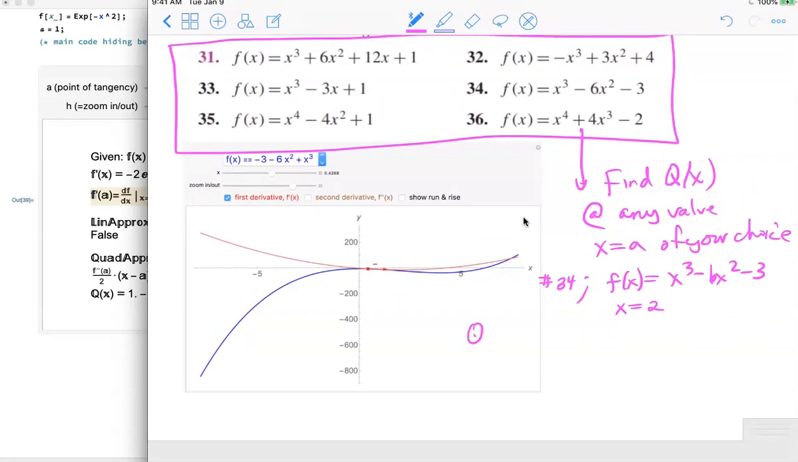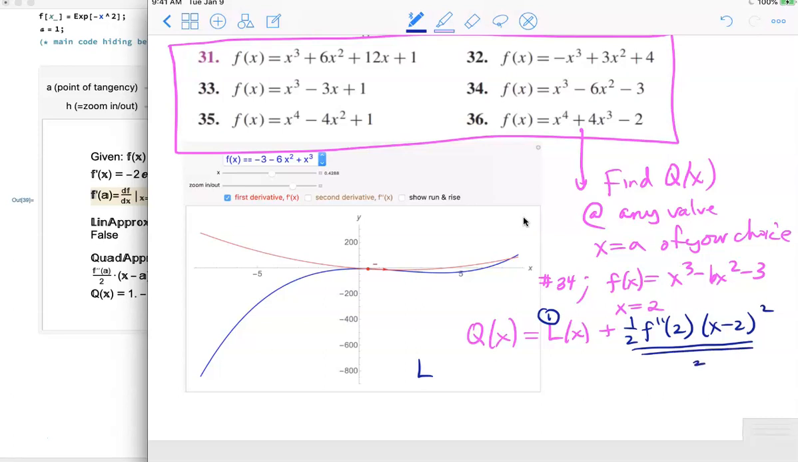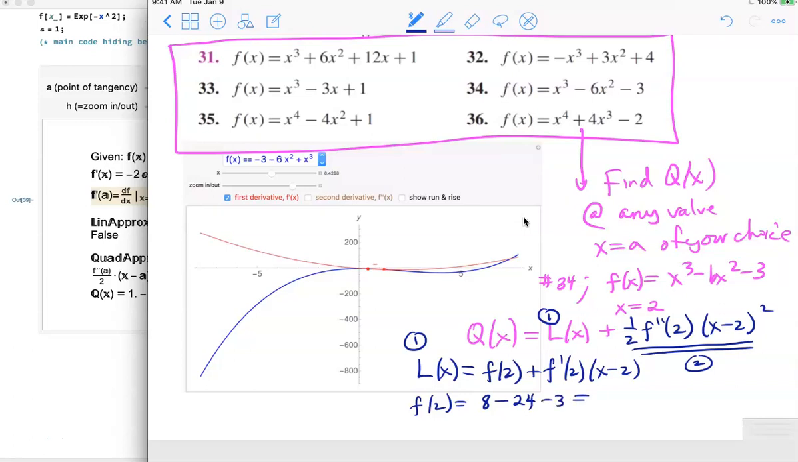And now let's find the quadratic approximation by finding the linear approximation, and then you're going to add on 1/2 the second derivative at 2 multiplied by x minus 2 squared. So the first thing you need to find, step 1, is the linear approximation, and then you're going to add on the extra piece. The linear approximation is the function evaluated at 2 plus the derivative evaluated at 2 multiplied by x minus 2. This function evaluated at 2 is equal to 8 minus 24 minus 3, which is negative 19. If I put a 2 in, you get 8, 2 squared is 4, minus 24 minus 3, minus 19. I agree with the minus 19.